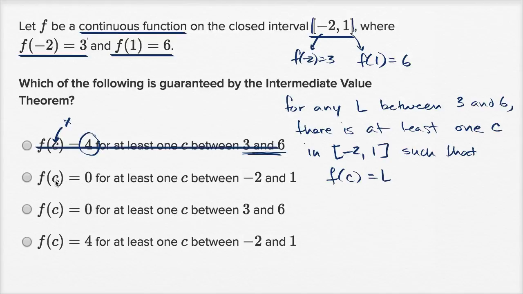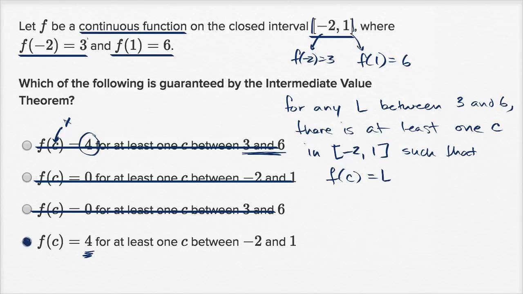All right. f of c equals 0 for at least one c between -2 and 1. Well, here they got the interval along the x-axis right. That's where the c would be between. But it's not guaranteed by the intermediate value theorem that f of c is going to be equal to 0 because 0 is not between 3 and 6. So I'm going to rule that one out. And let's see, we're only left with this one, so I hope it works. So f of c is equal to 4. Well, that seems reasonable because 4 is between 3 and 6, for at least one c between -2 and 1. Well, yeah, because that's in this interval right over here. So I am feeling good about that.